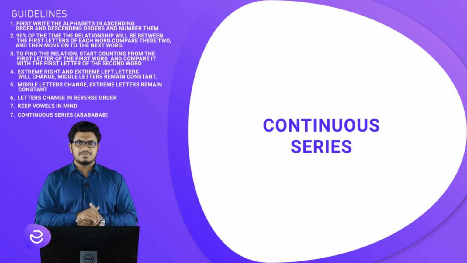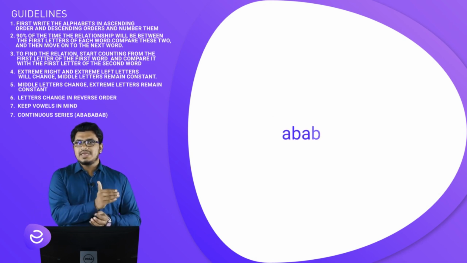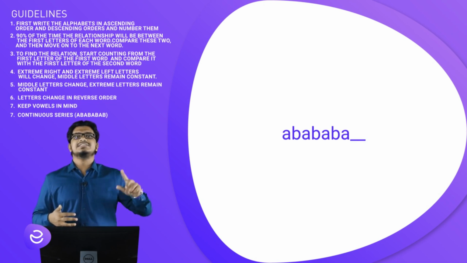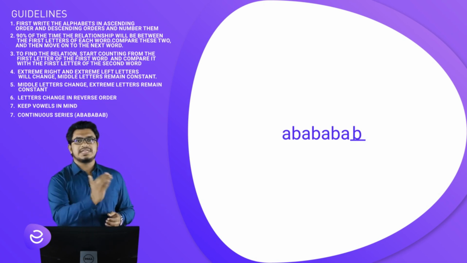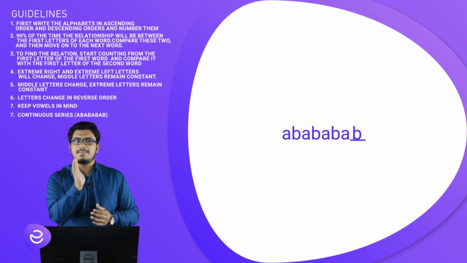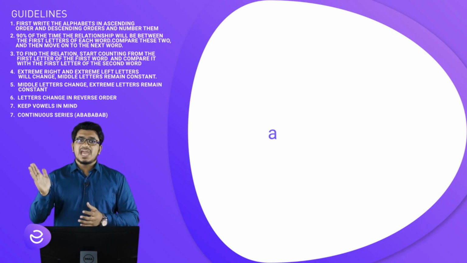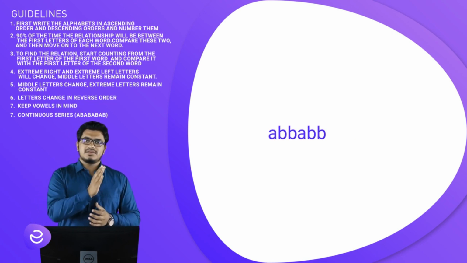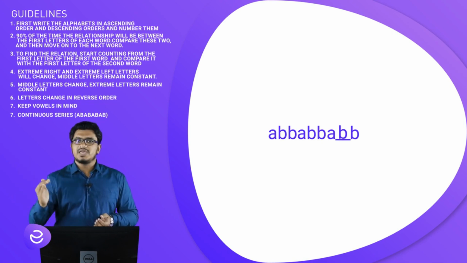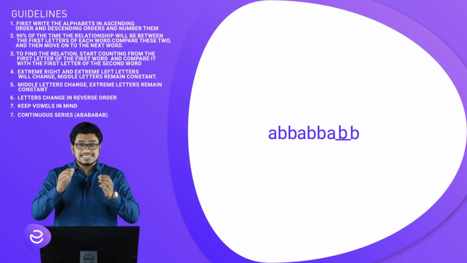One of the last concepts in letter series is the continuous series. You get a question, for example, AB, AB, AB, A dash. So, you know that the answer is B, because if you write B, you get a continuous series AB, AB, AB, AB. For example, take another one, ABB, ABB, A dash B. You will write B, because then you get a continuous series as ABB, ABB, ABB. So, these are simple questions.